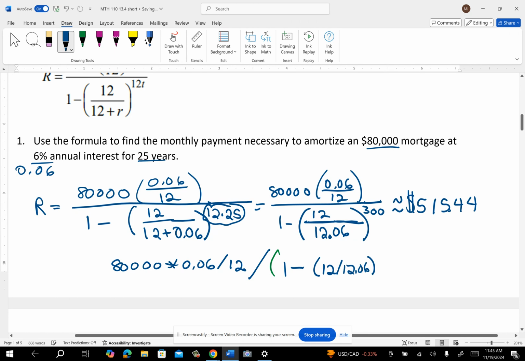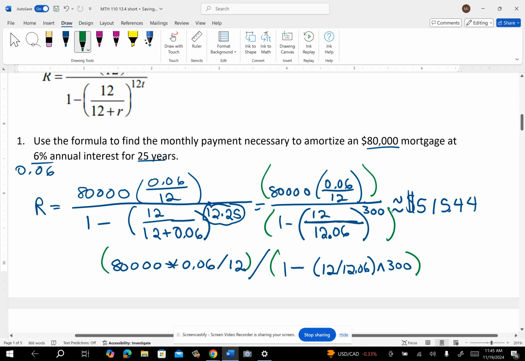That 12 times 12.06 is what's raised to the 300th power. It's not that entire denominator. So that's why these grouping symbols can really get you into trouble. Okay. All right. And then just for the sake of things, okay, think of the numerator. This horizontal fraction bar really means all of that divided by all of that. Okay. So that's how I had to type it in.